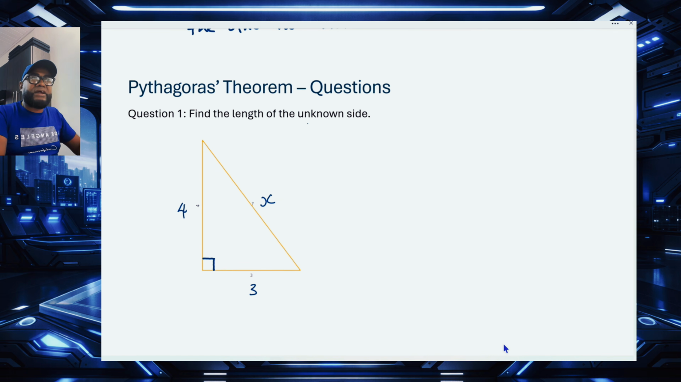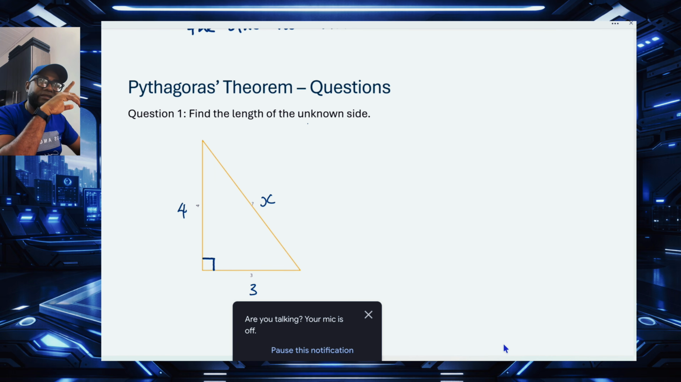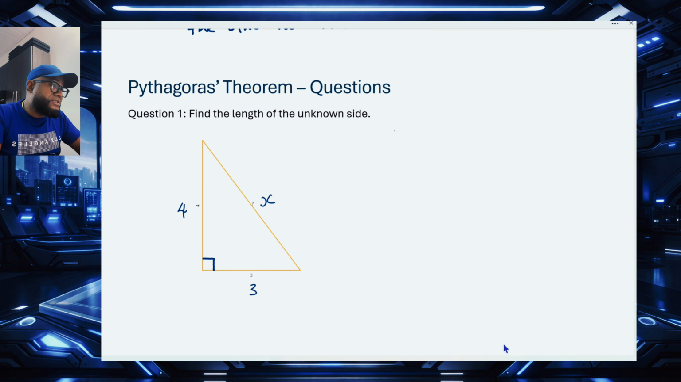We have some Pythagoras' theorem. Make sure you can identify the sides, right? One side is 4, one side is 3, and the other side is x. Which side here would be my hypotenuse? X, clear as day. Once you remember the base formula, which is a squared is equal to b squared plus c squared, a is your hypotenuse.